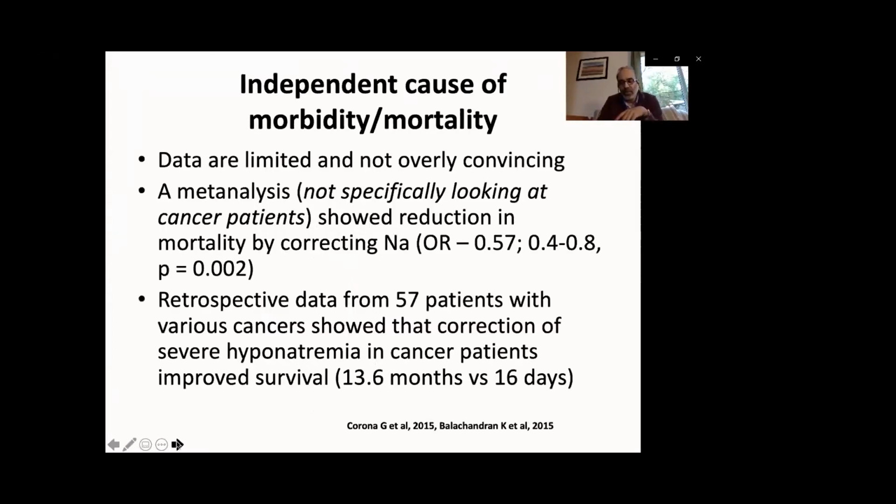With regard to hyponatremia being an independent cause of morbidity and mortality, data are limited and somewhat less convincing. So in one meta-analysis, which did not specifically look at cancer patients, but all patients with hyponatremia, in those patients where sodium was corrected, there was an improvement in mortality. In another study looking at 57 patients, a very small, retrospective study, there are obviously a lot of other issues that come with small retrospective studies.